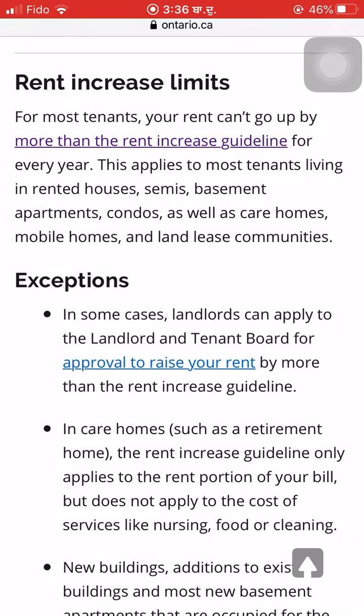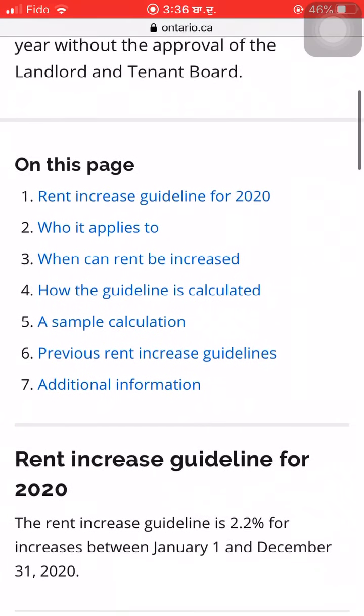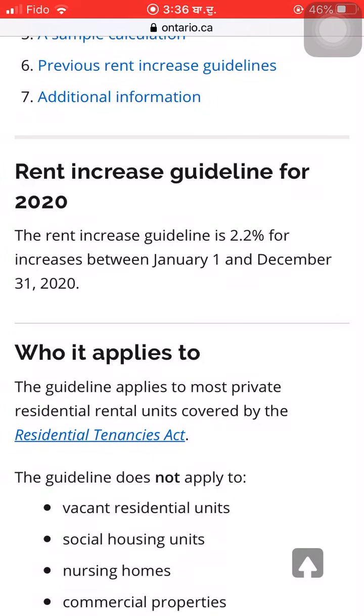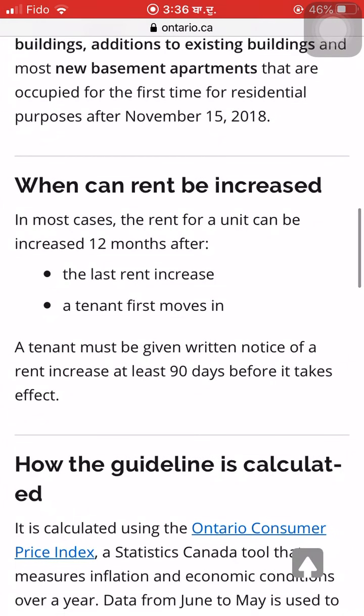People are very confused about how much rent their landlord or landlady can increase, due to which many people take advantage. I'll show you here how much rent could be increased and when the rent can be increased. Every year the limit changes. The limit for 2020 is 2.2%, applying between 1st January and 31st January 2020. And in most cases the rent for a unit can be increased 12 months after the last rent increase.